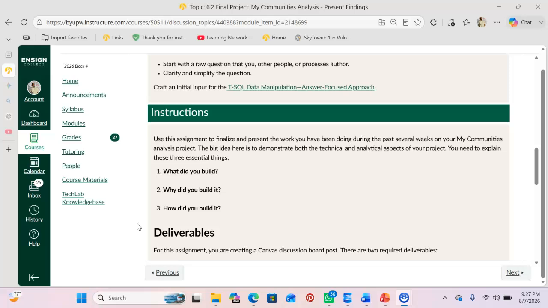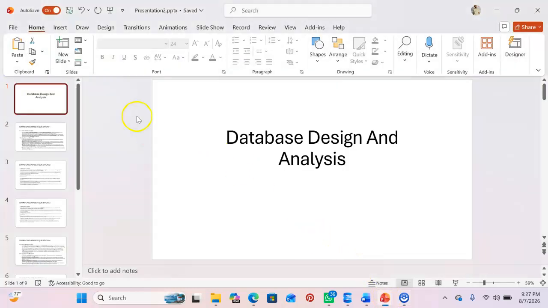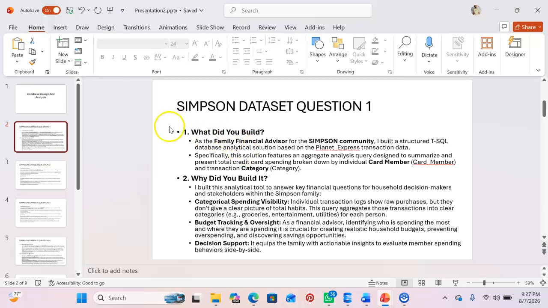In this assignment we have to finalize our work on my community's analysis project. We are going to base our analysis on what did we build, why did we build it, and how did we build it. So I'll bring out my PowerPoint presentation slides. Database design and analysis. We are now focusing on Simpson dataset question 1.